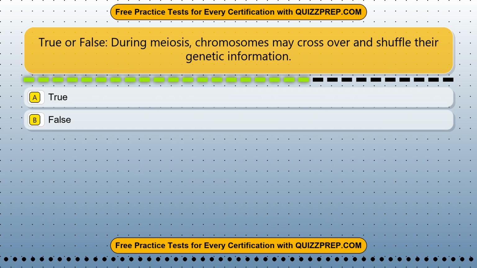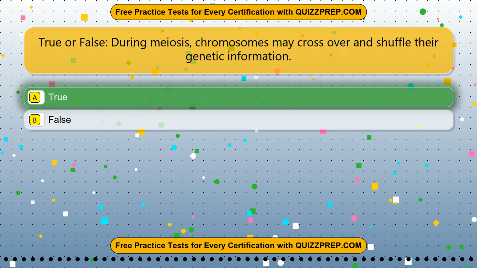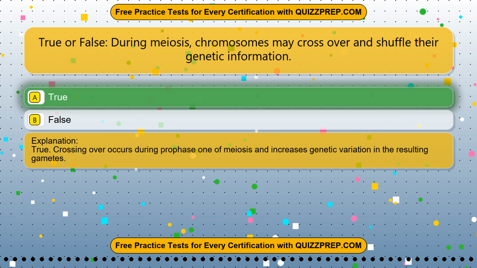Question 44. True or false? During meiosis, chromosomes may cross over and shuffle their genetic information. Option A, true. Option B, false. The correct answer is option A, true. True. Crossing over occurs during prophase 1 of meiosis and increases genetic variation in the resulting gametes.